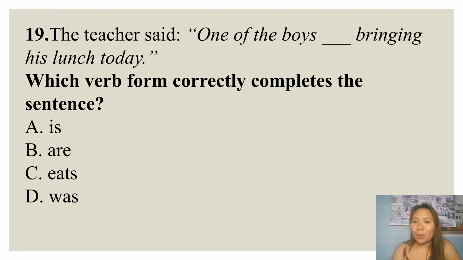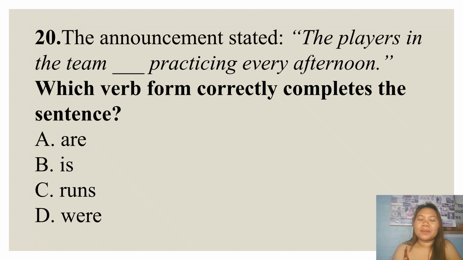Which verb form correctly completes the sentence? A is, B are, C it's, D was. 3, 2, 1, 20. The announcement stated, the players in the team blank practicing every afternoon. Which verb form correctly completes the sentence? A are, B is, C runs, D were.